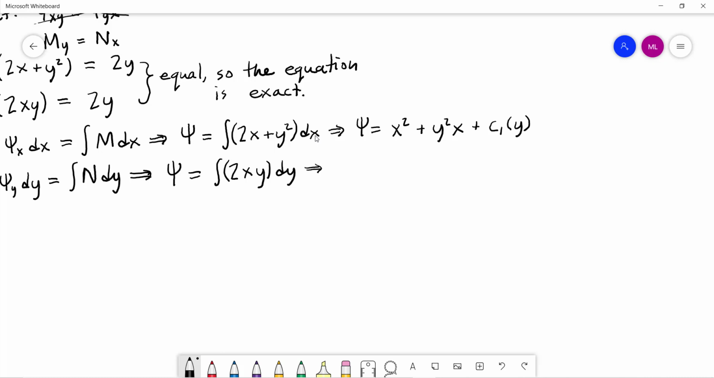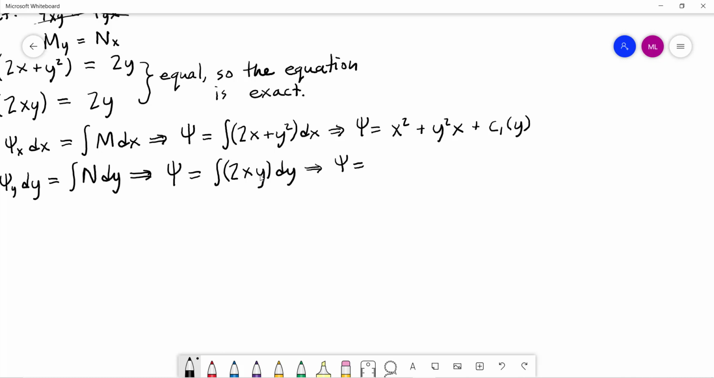And then down here, similarly, we'll find our guess for psi. What is the integral of this piece with respect to y? Well, in this case, as far as the whole thing is concerned, the 2x, that's a constant, right? So the 2x is a constant. We just need to integrate y. What's the integral of y with respect to y?